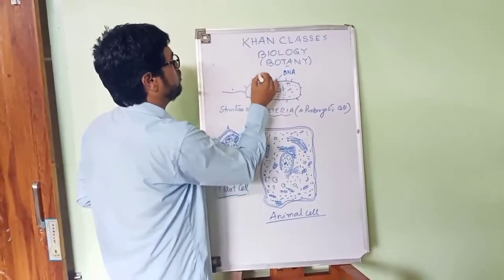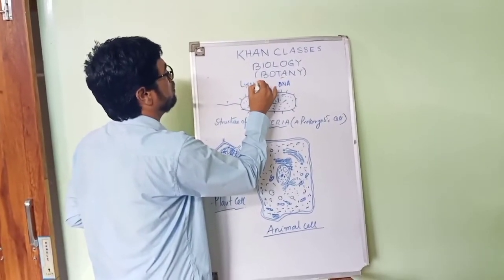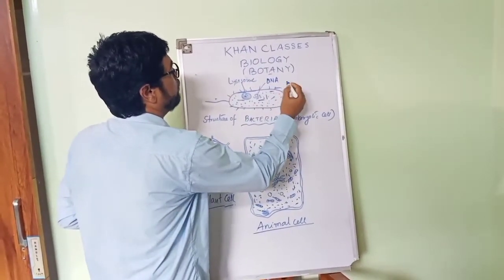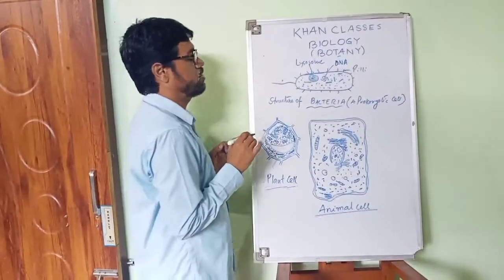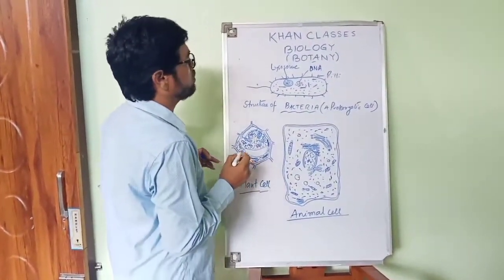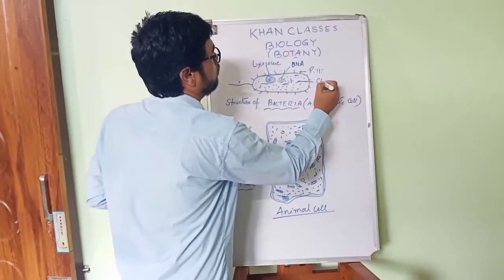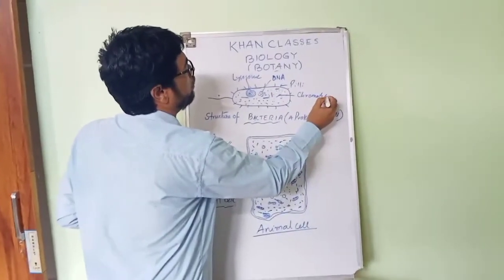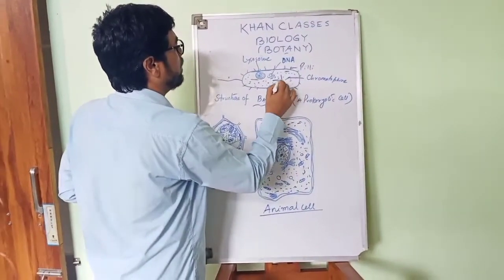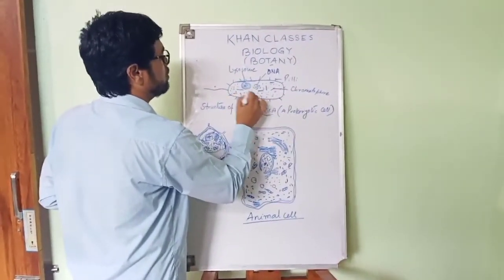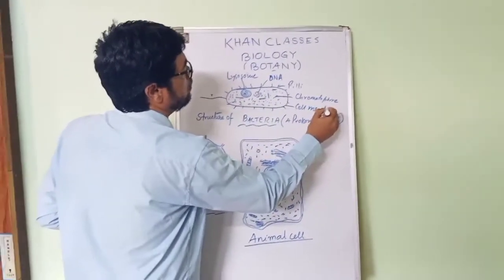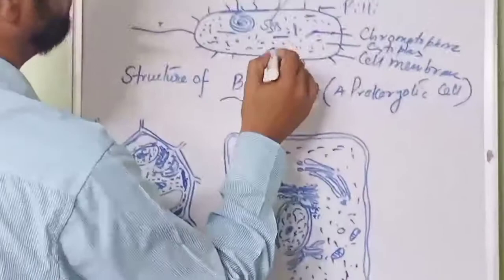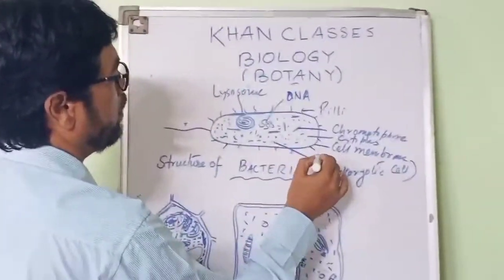Then you will find the lysosome. These are called the pili. They remain attached with other structures during the genetic recombination process. And these are the chromatophores, found in bacteria. These are the ribosomes. This is what we call the cell membrane. This is cytoplasm, and these are chromatophores and ribosomes.